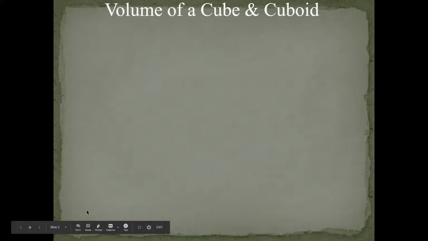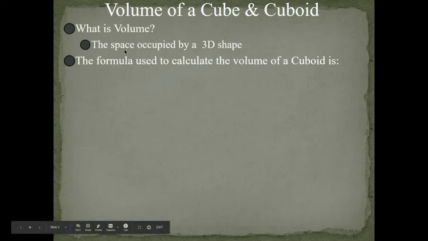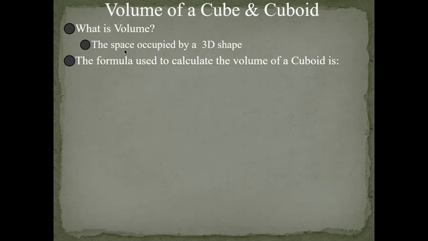We're ready now to look at the volume of 3D shapes, and first of all to recap on what you did in first and second year on the volume of a cube and cuboid. First of all, what is volume? Well, it is the space occupied by a 3D shape. So we're not looking at surfaces anymore, it's the actual space that's taken up.